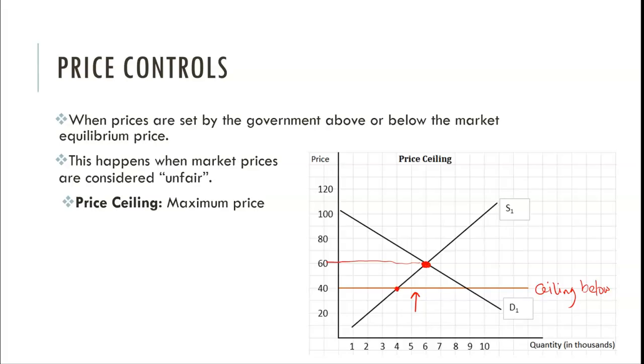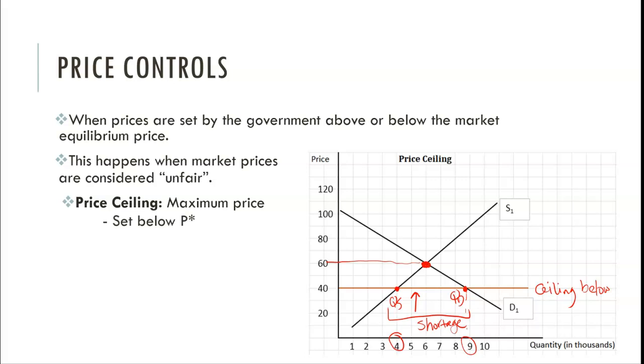At $40, we have a quantity supplied of 4,000, and we have a quantity demanded of almost 9,000. So in this market, when we add this price control, a legal maximum price, this is going to cause a shortage in our market. Normally, if there was no price control, a shortage would be a signal that businesses could raise prices, increase production, and get back to that equilibrium point.